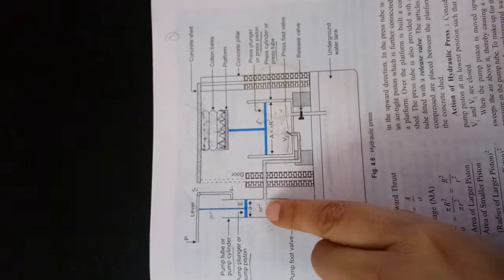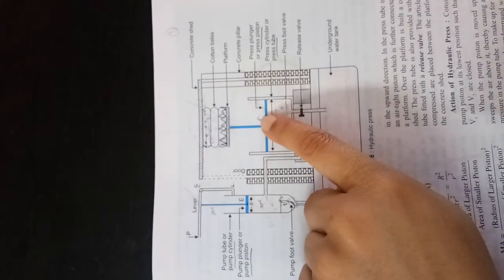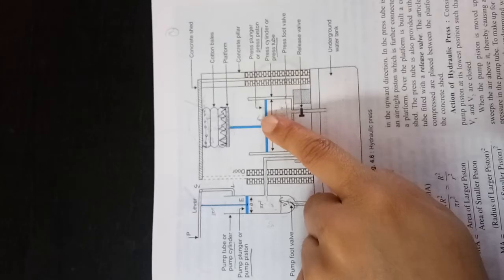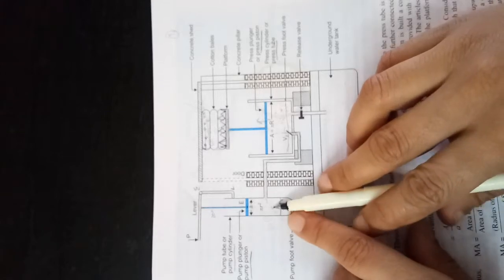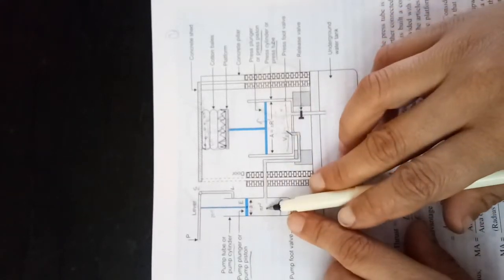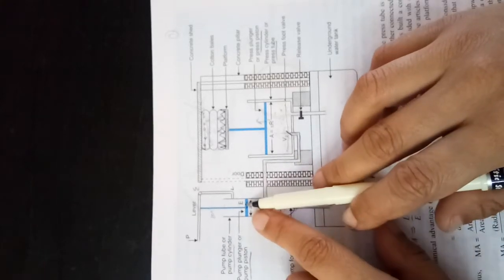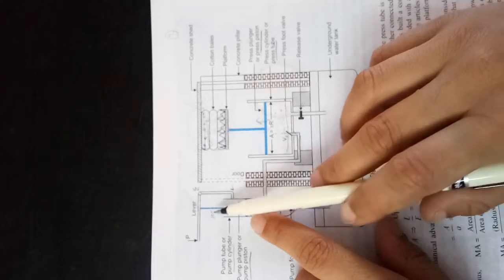You can see the input area of a tube is less, but on the output tube the area is more. Okay, first of all, its construction. In its construction it has two tubes, one is the pump tube and the second one is the press tube. The pump tube is attached with the pump piston, and this is further attached with the lever.